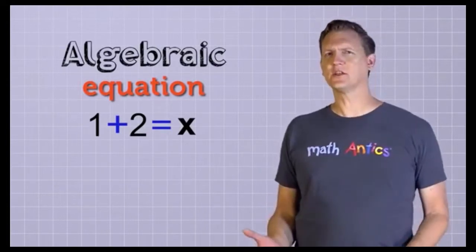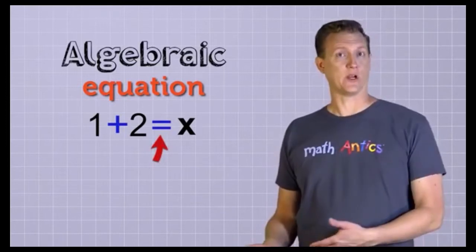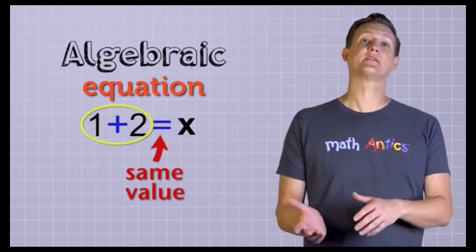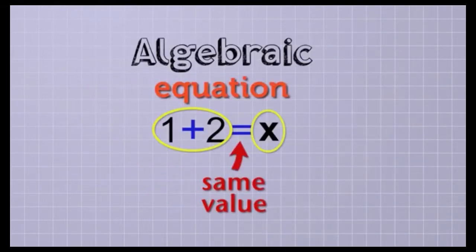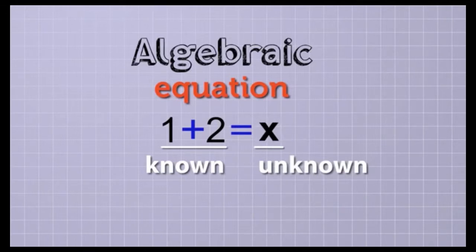An equation is just a mathematical statement that two things are equal. An equation says the things on this side of the equal sign have the same value as the things on the other side of the equal sign. In this case, our equation's telling us that the known values on this side, 1 plus 2, are equal to what's on the other side, which happens to be the unknown value that we're calling x.